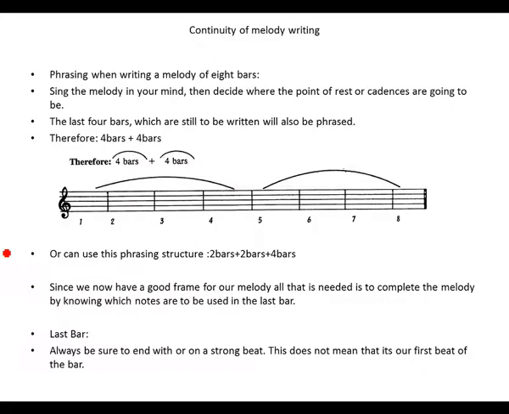Phrase when writing a melody of 8 bars. Sing the melody in your mind, then decide where the point of rest or cadence is going to be. The last 4 bars, which are still to be written, will also be phrased, therefore, as 4 bars plus 4 bars. Or you can use this phrase structure: 2 bars plus 2 bars plus 4 bars.